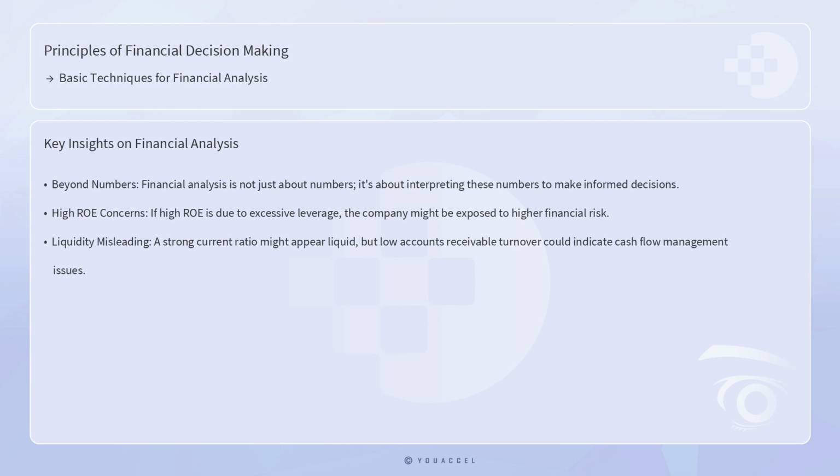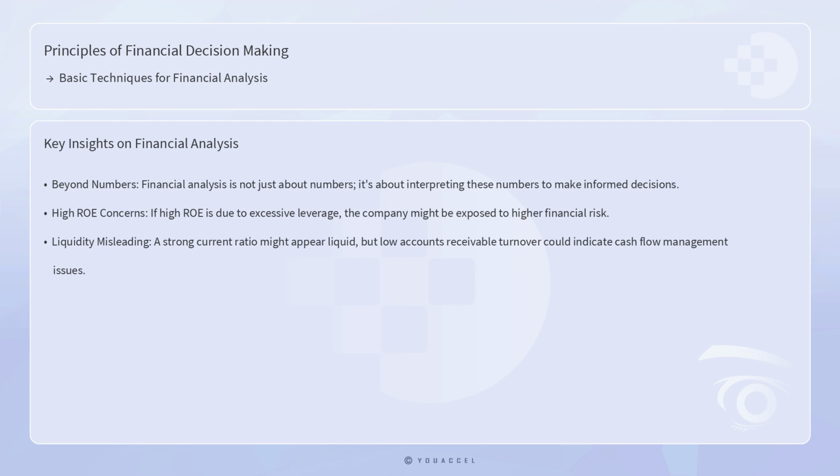Financial analysis is not just about numbers, it's about interpreting these numbers to make informed decisions. For example, if a company's return on equity is higher than the industry average, it might initially seem positive. However, if further analysis reveals that the high ROE is primarily due to excessive leverage, the company might be exposed to higher financial risk.